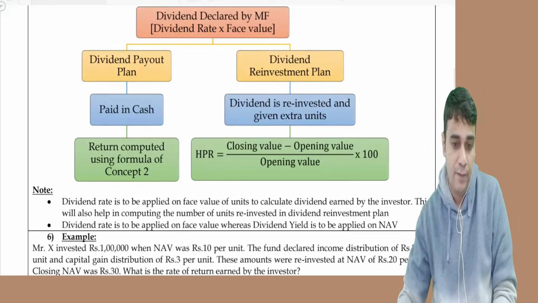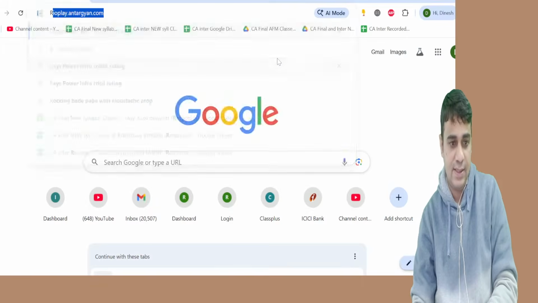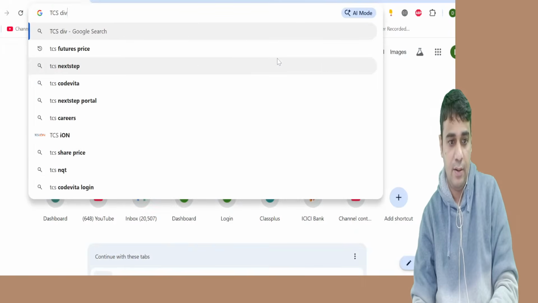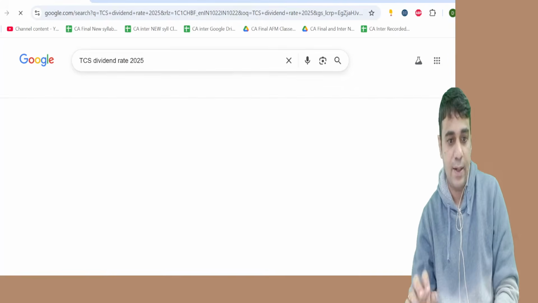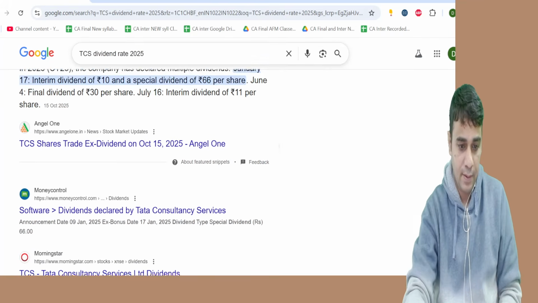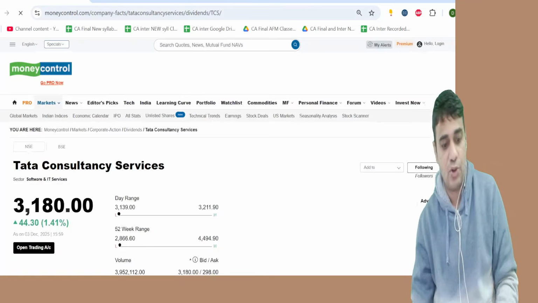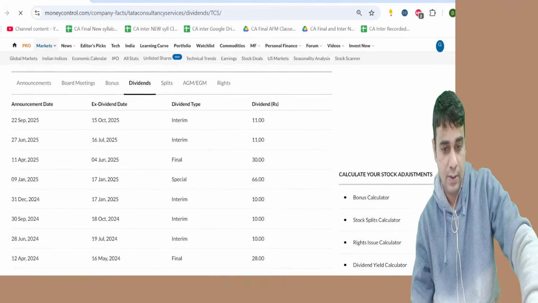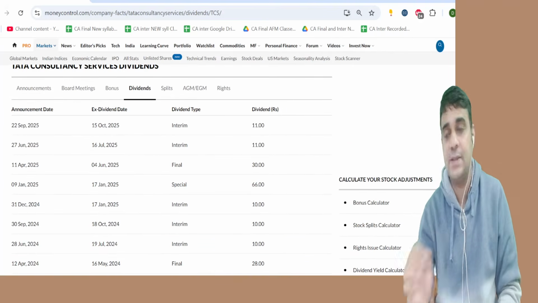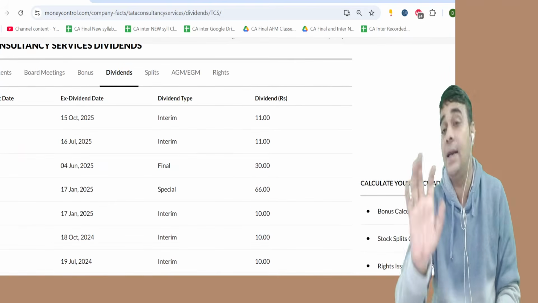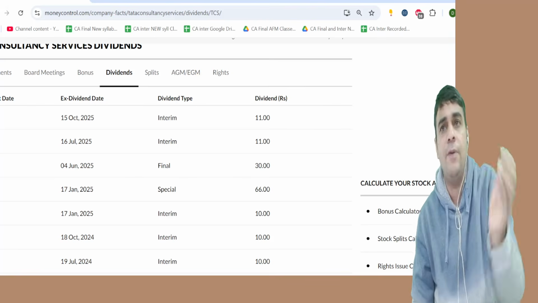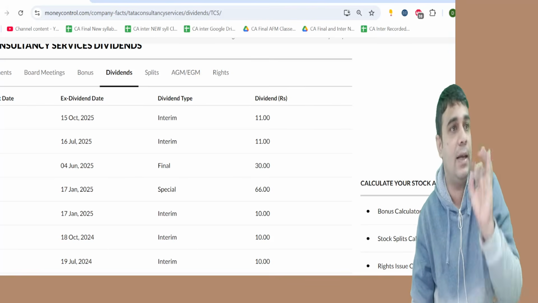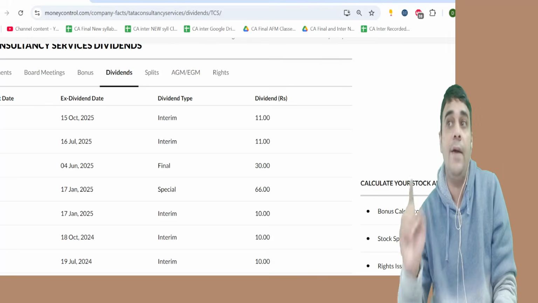Their declaration of dividend. Let me see if I can show you TCS dividend rate 2025. Directly the dividend rupees is there, the percentage is not there on the screen, but normally they'll declare the percentage. This is a report by Money Control, but if I open the TCS declaration, they'll declare a percentage. The percentage will always be on face value.